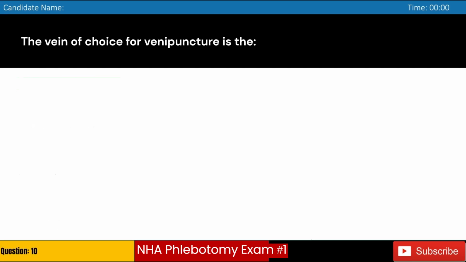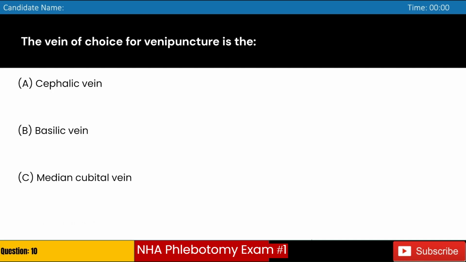The vein of choice for venipuncture is the: A. Cephalic vein. B. Basilic vein. C. Median cubital vein. D. Brachial vein. Answer C. The median cubital vein is preferred because it is large and does not tend to move.